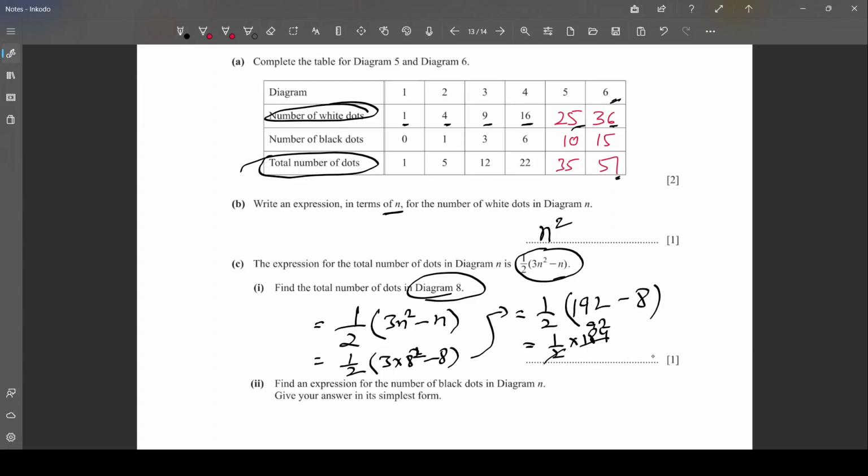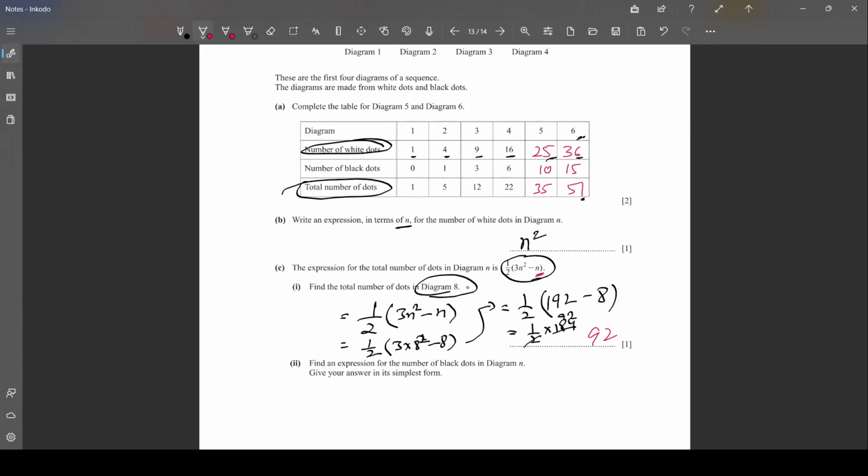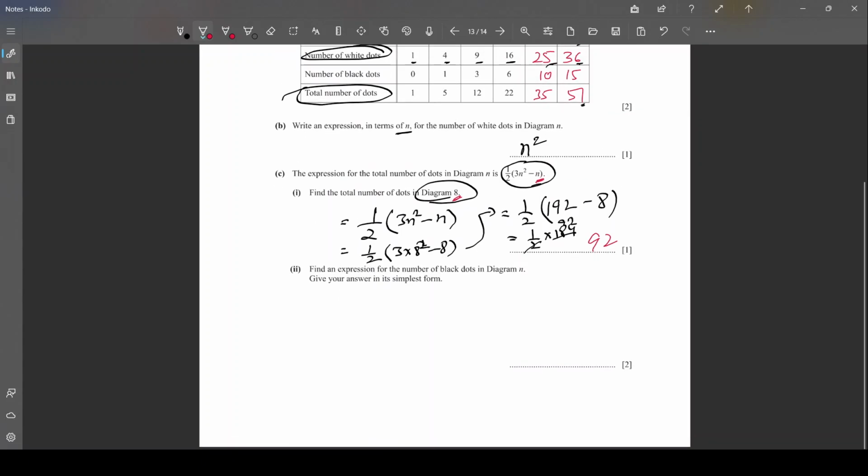So 92 is the total number of dots. Okay, the total number of dots is 92. I just put the value of n as 8, and you got the answer as 92.